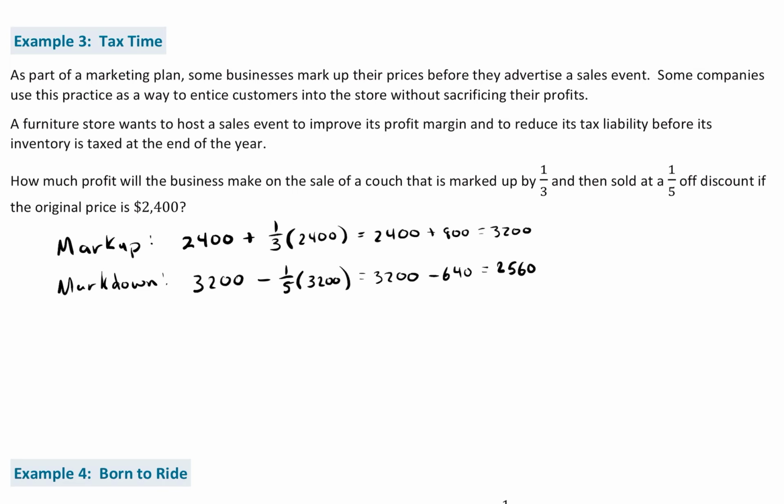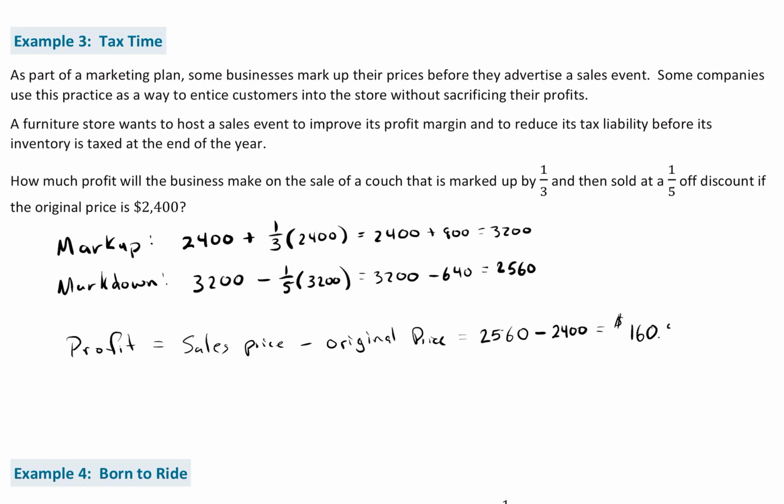Okay, so we want to find out the profit. We found out the markup, we found out the markdown, and we want to know what is the profit. In this case, the profit is going to be the sales price minus the original price. The sales price was $2,560. That was the sales price that we figured out after they did the markup and then markdown. And then we're going to subtract off the original price, which was $2,400. And so the profit for this little sale that they're running is actually $160.